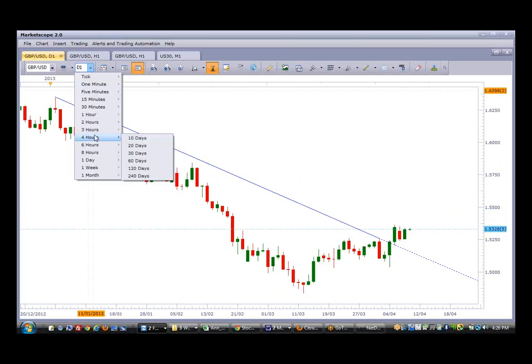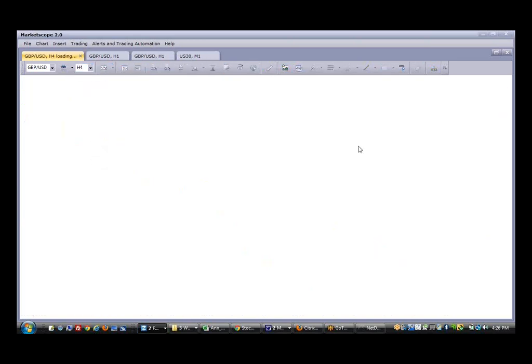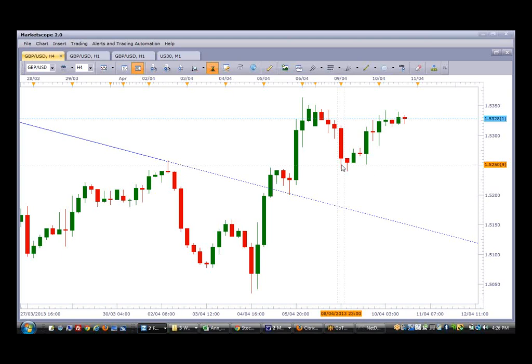On the 4-hour chart, you can see right here buyers in control, stabilization here with this candle. It's at a supply area, yeah, it's having a breather at this point, so there's nothing happening here at this stage.